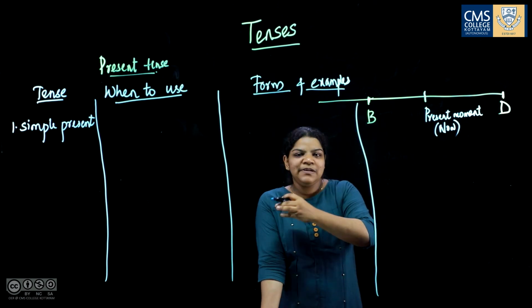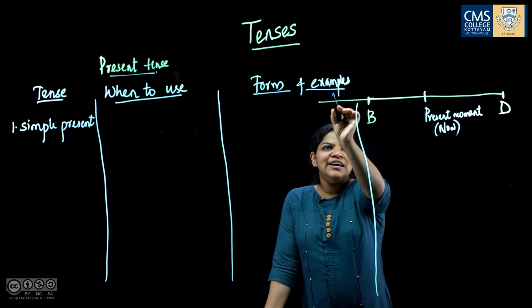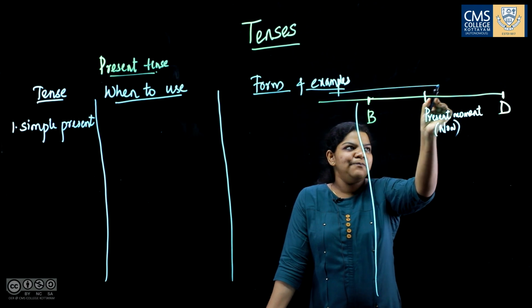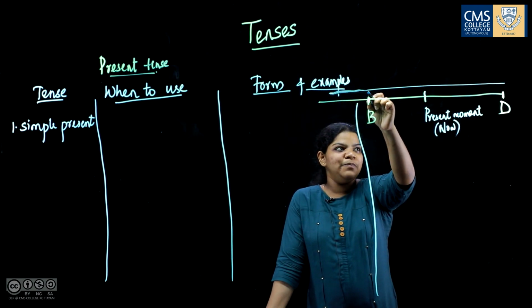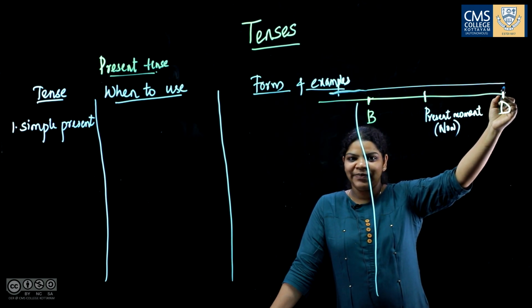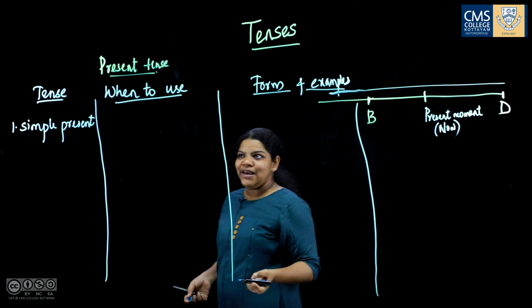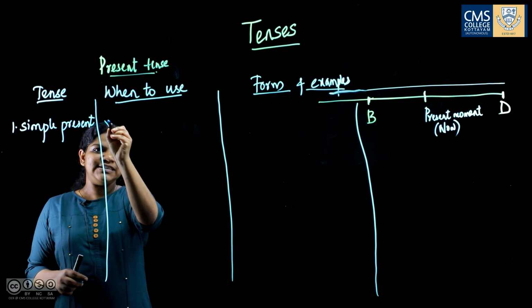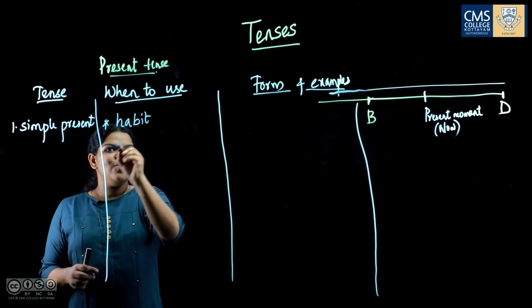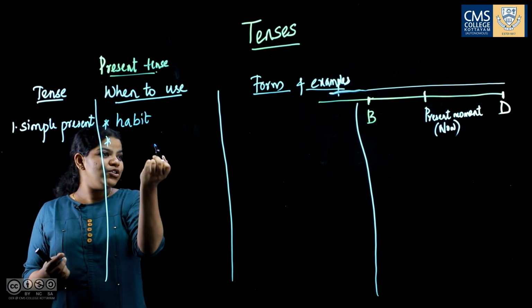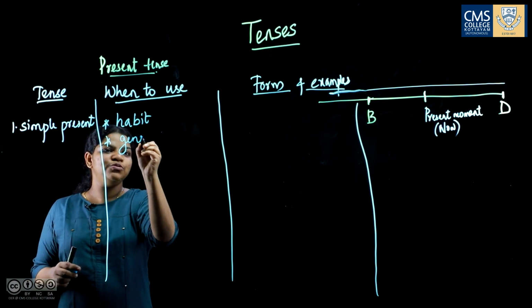Okay, so simple present tense would be an action which can extend from any point of time from your birth, any point of time from your birth to your death, which means you use simple present tense when you want to refer to a habit, or you use simple present tense when you want to refer to a general truth.